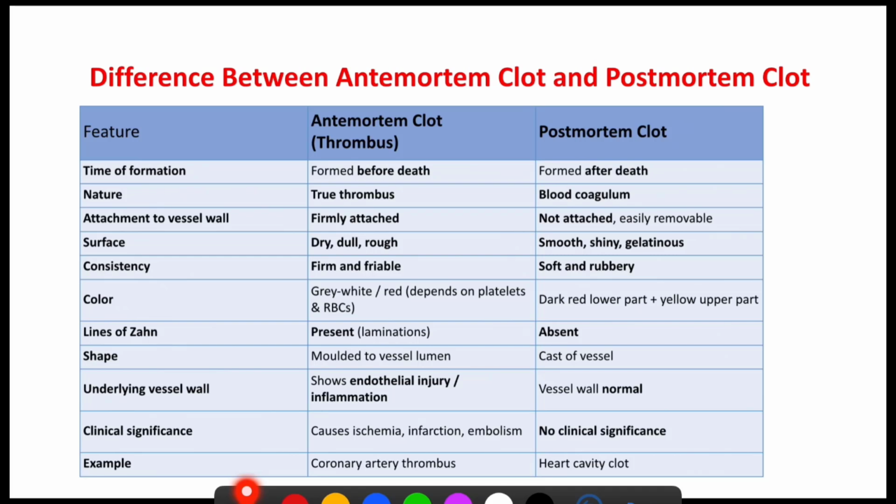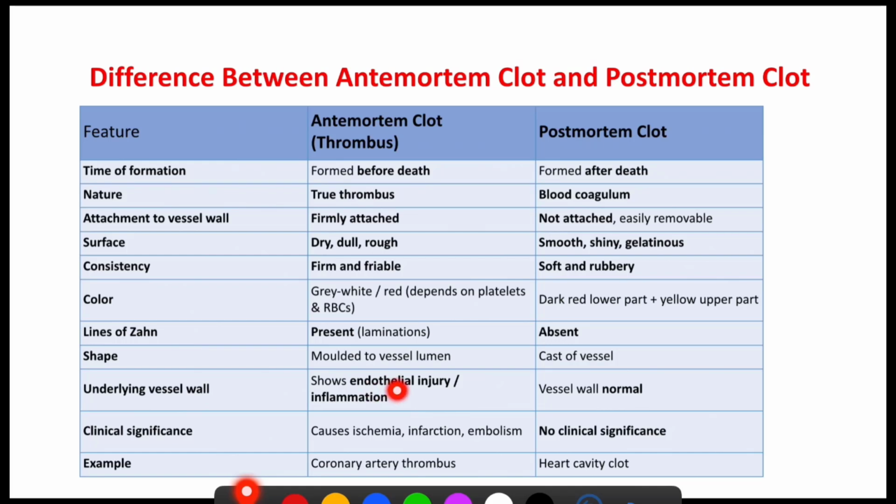The commonest question is the difference between an antemortem clot and a postmortem clot. Antemortem is a thrombus, postmortem is a clot. Antemortem, before death, is a true thrombus, firmly attached to the vessel wall. The cut surface is dry, dull, rough, friable and firm. Color is gray, white and red alternating lining because of fibrin, platelets and RBCs. Lines of Zahn presentation is a laminated appearance.